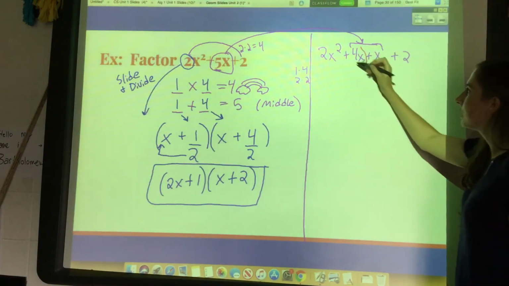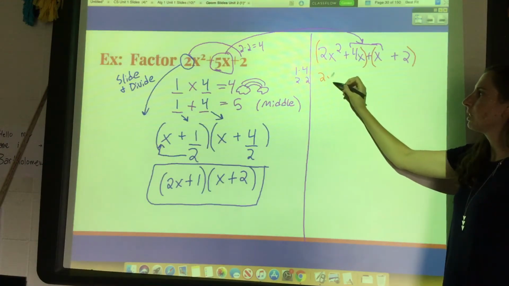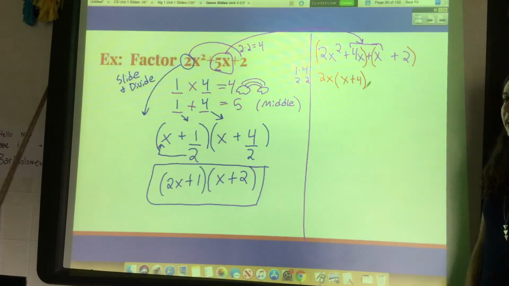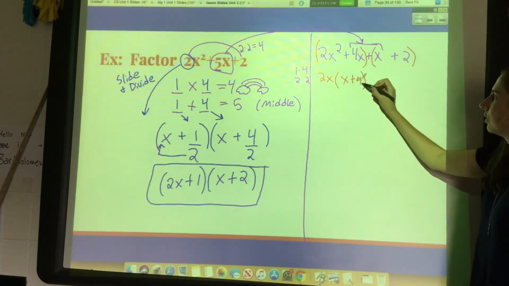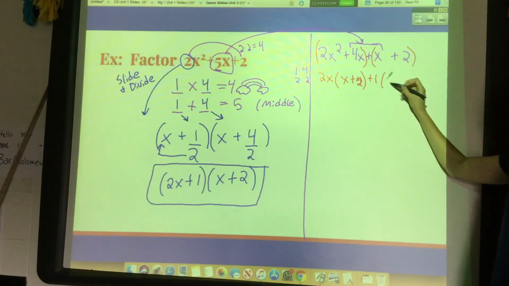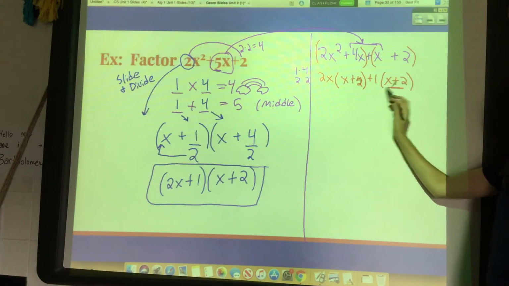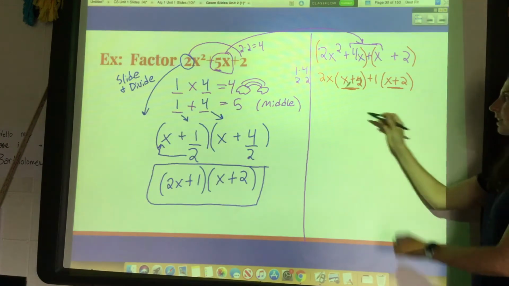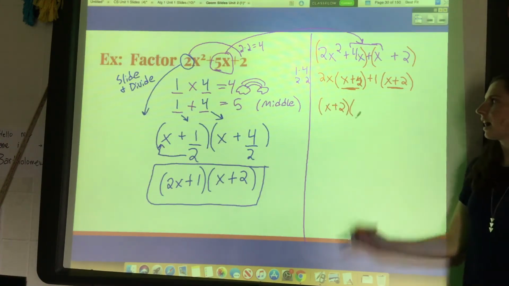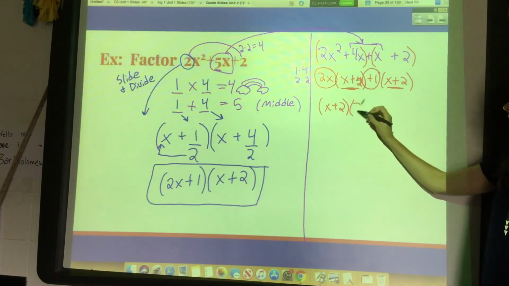So, group the first 2, group the last 2. We could factor out a 2x from this first group, leaving x plus 4, and x plus 2. And we could factor out just a 1 from the other group, leaving also x plus 2. These match, that forms one of your factors. You bring that to the front, x plus 2. And your other factor comes from combining the GCFs, 2x plus 1.